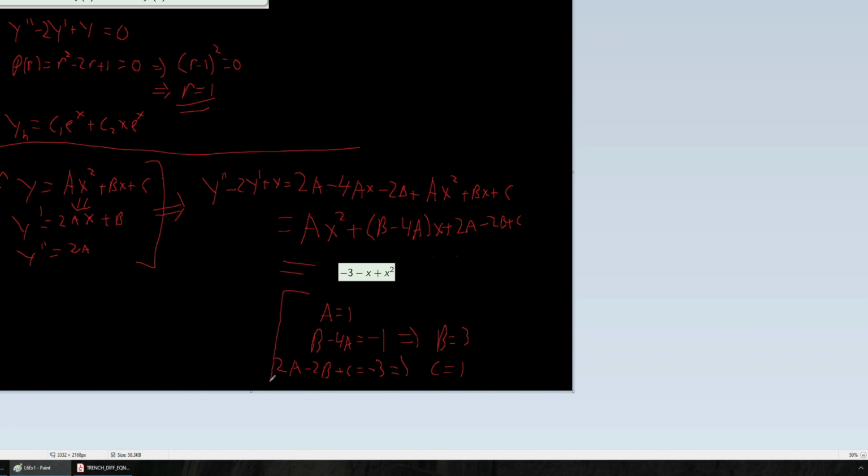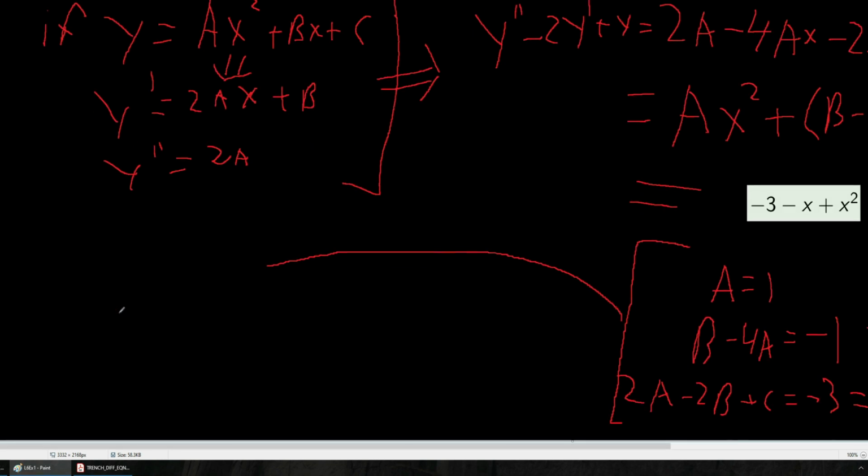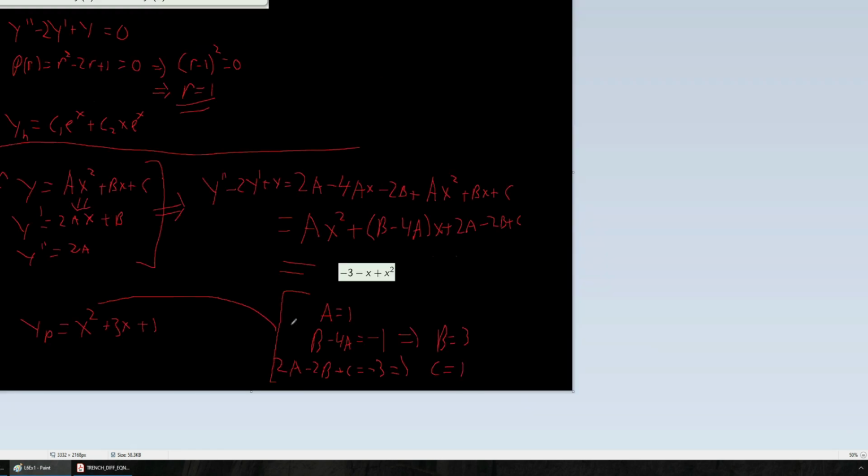Okay, so from this work, we can put all this together and write that y sub p is equal to x squared plus 3x plus 1. I'm using p for particular solution again, just FYI. So if I put all this together, my general solution would be this thing plus the homogeneous solution. So let's clean this up a bit and then come right back.